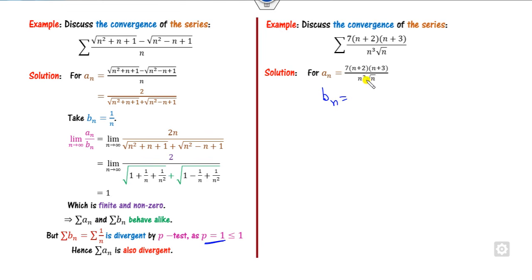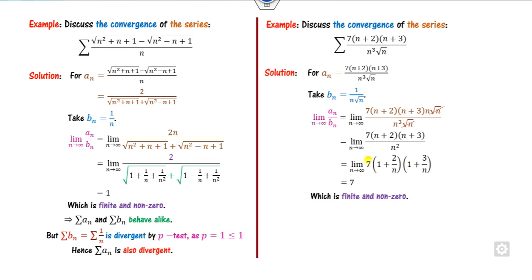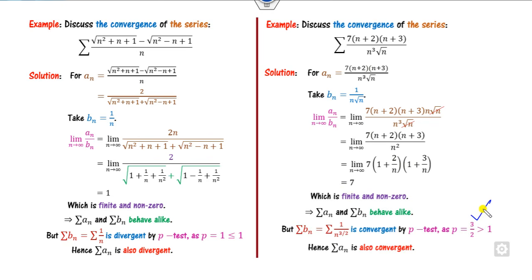How do you find the bn? The highest power of n in the numerator is n square. The denominator is taken completely as it is. So it will be 1 over n root n, which is my bn. Now take the ratio. You will get the answer as 7. But what is the nature of this? I can write this as 3 by 2, which is a convergent series.